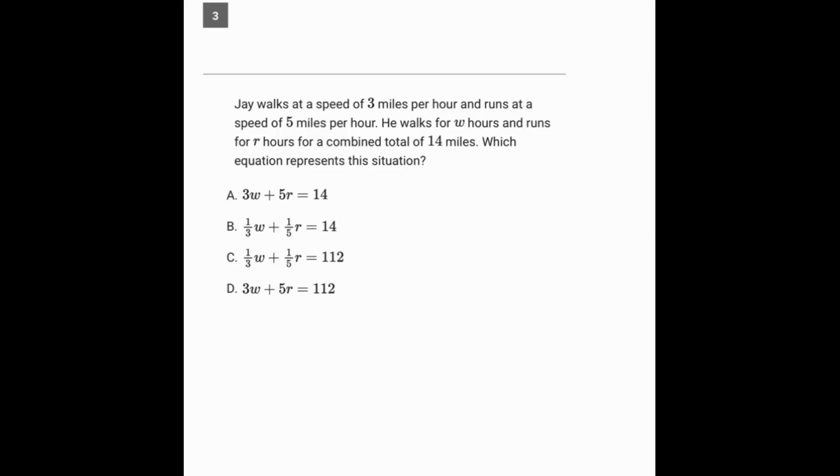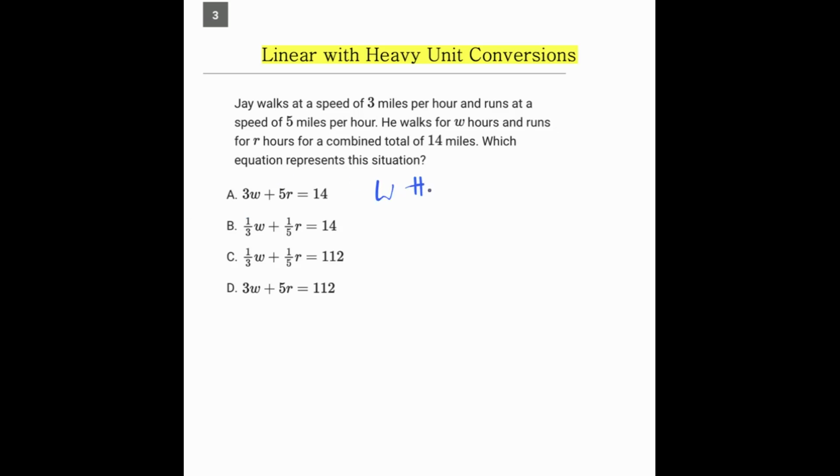Now going to question 3, this is a question type that we refer to as linear with heavy unit conversions. So here we can start by describing our variables. We're told that W is the number of hours walking, and R is the number of hours running.